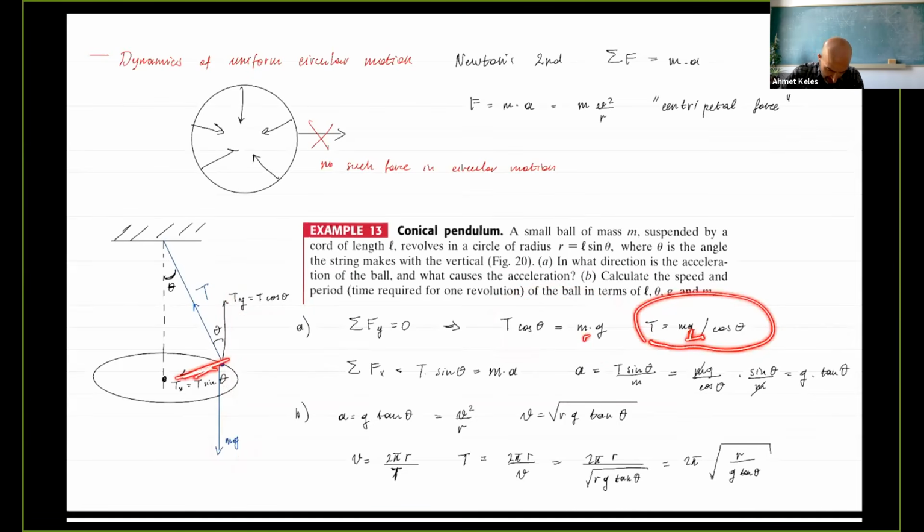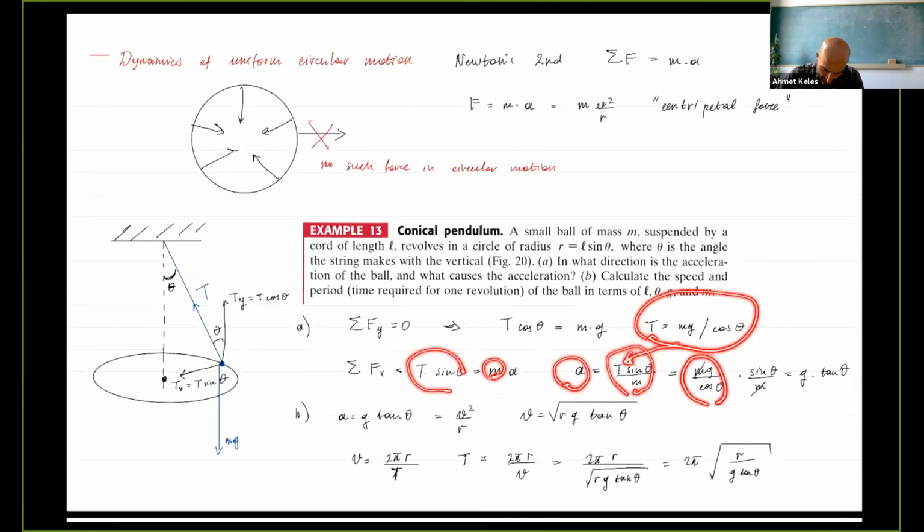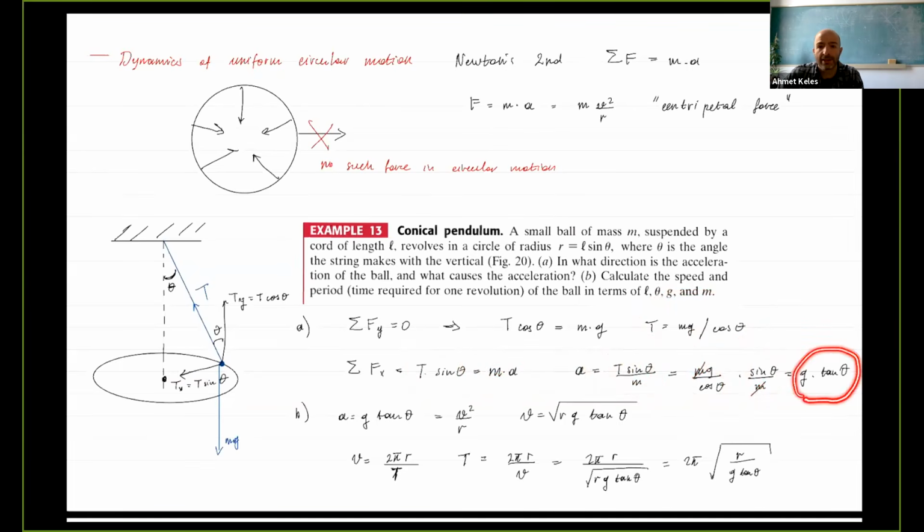Later, I looked at this direction and I said the total force, which is T times sine theta towards the center of the circle, should be equal to m times a. And I solved this for a. It's equal to T sine theta divided by m. That's what I wrote here. And I plug this T in here. So this T is mg over cosine theta, and I multiply it with sine theta over m. So the m's nicely cancelled. What I ended up with is g times tangent theta.